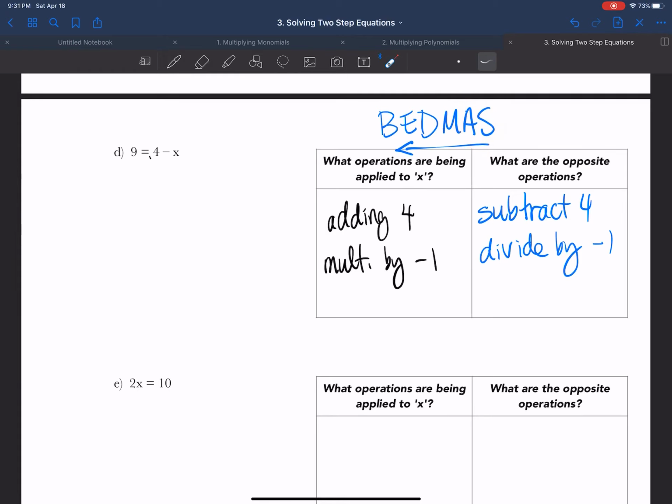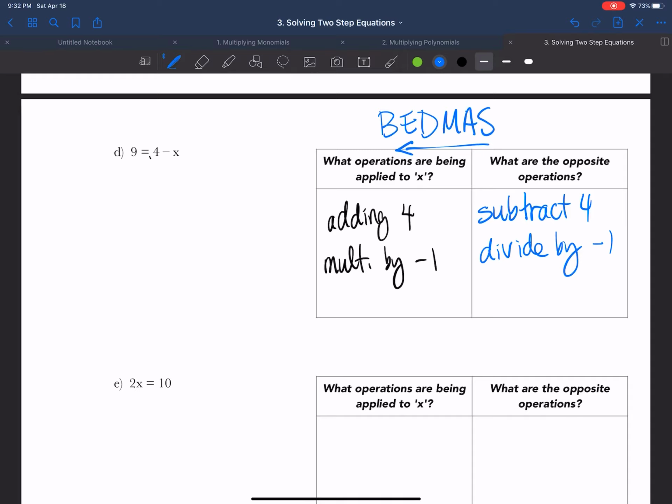The AS part of BEDMAS, and I see adding, I'm adding 4. Then I look for any multiplying or dividing, and I saw that there's a negative in front of x, which means we're multiplying by negative 1. So now when I'm thinking the opposite operations, I'm doing that order as well. Subtract and then divide by negative 1.